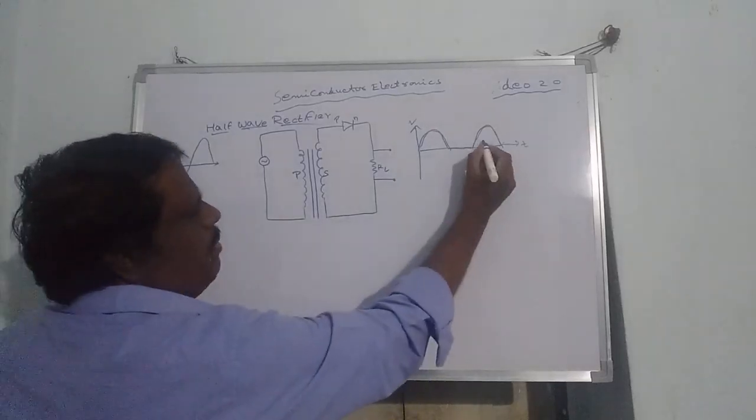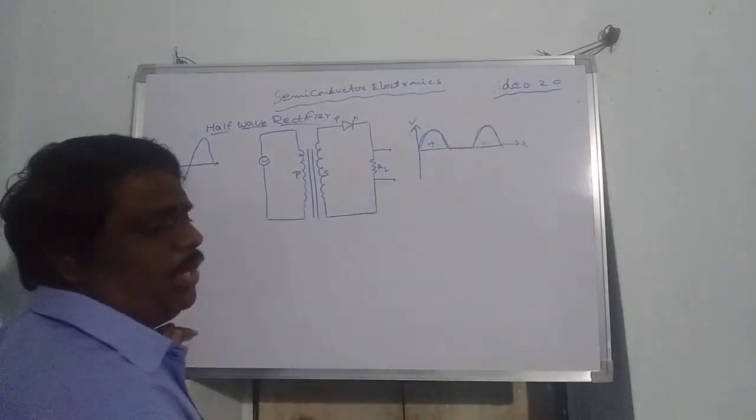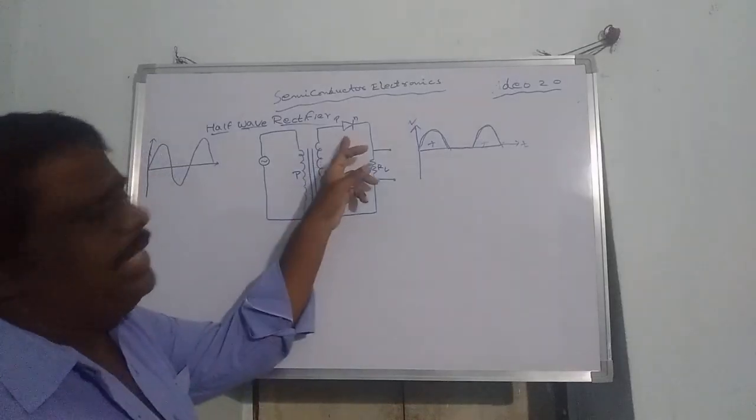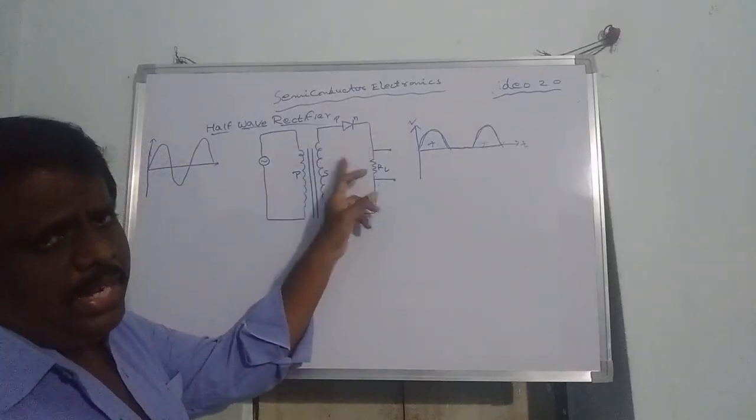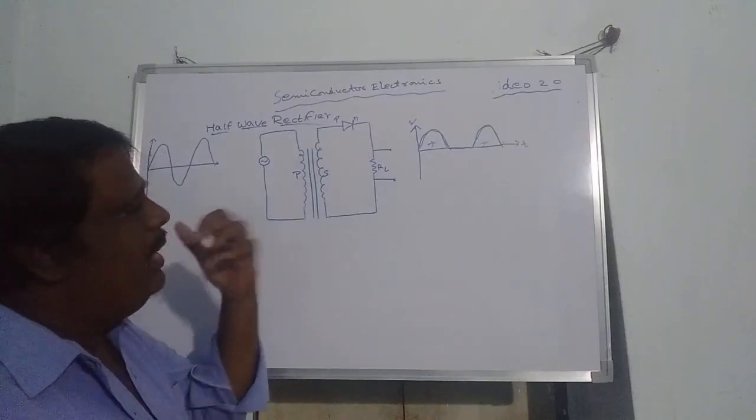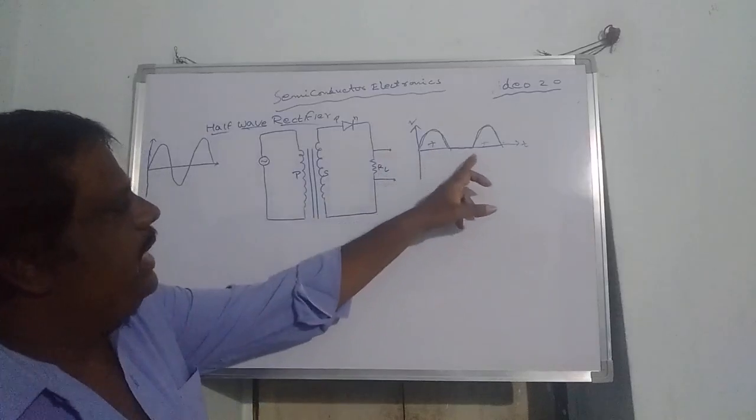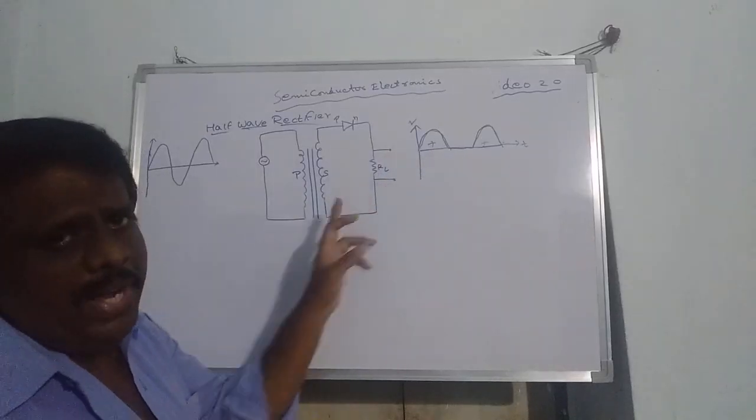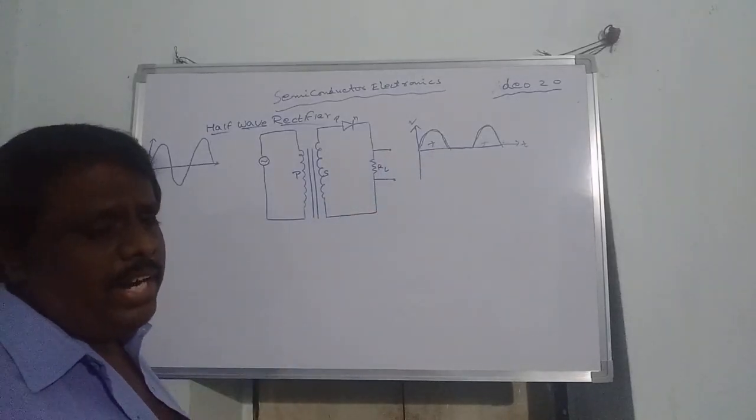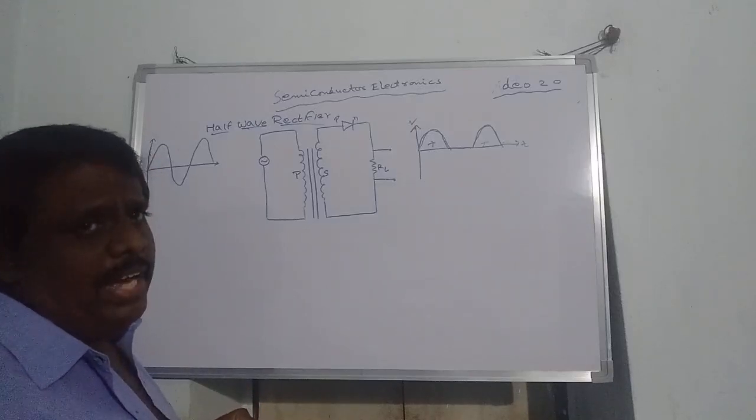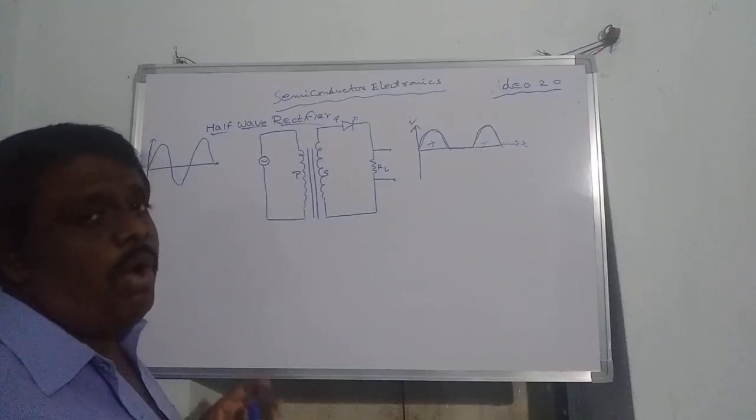Again, this will be a positive half cycle. Suppose again for the positive half cycle, this diode will be in forward bias and current flows through this diode, and we can get the output from the load resistance. So during positive half cycles only it will conduct. In negative half cycles it cannot conduct because the diode will be in reverse bias. The current flow through this diode will be blocked.